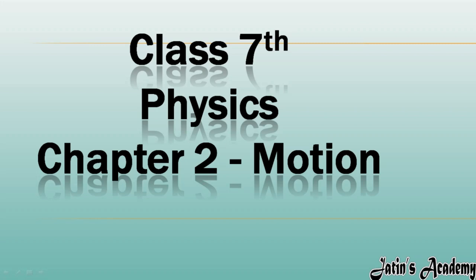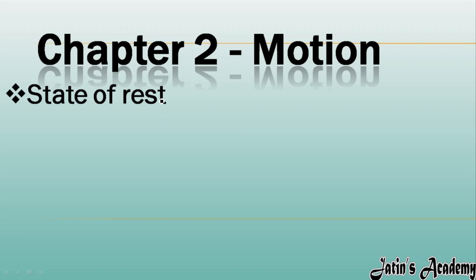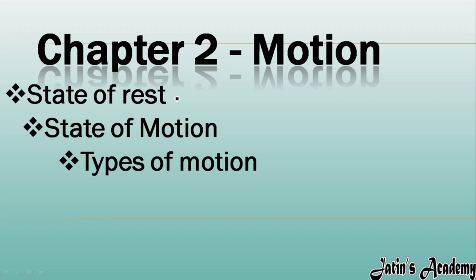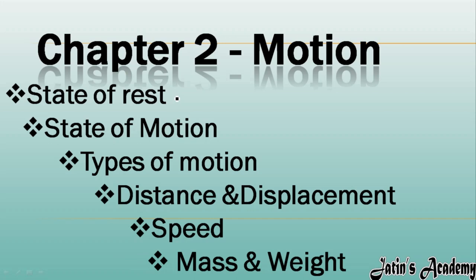Today in this class, we are going to start with chapter number 2, that is motion of class 7th physics. So in this class, we are going to study the different topics of chapter number 2, motion. First topic is state of rest. Second is state of motion. Third, types of motion. Then we will discuss distance and displacement, and then speed, and at last mass and weight. So these many topics today we are going to revise in this chapter number 2, that is motion.